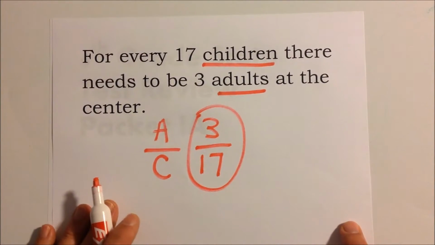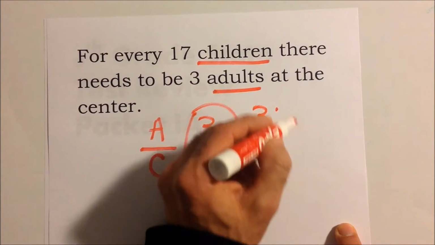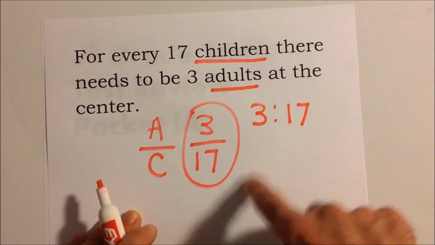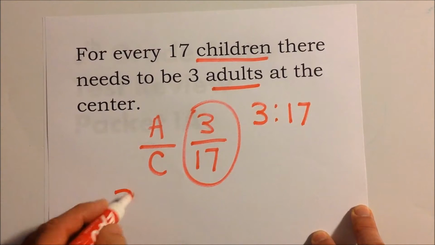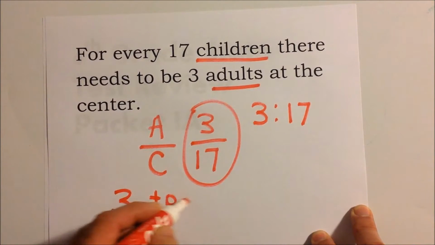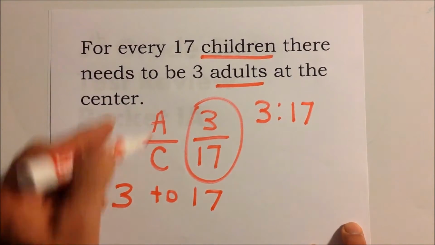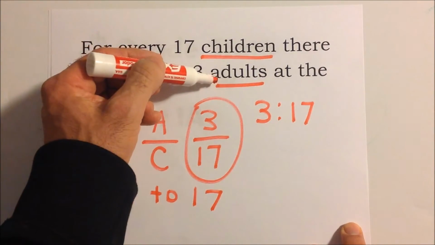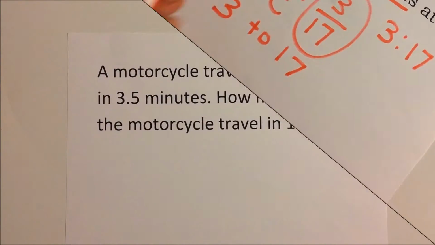And there's other ways we can make a ratio. We can make a ratio with the colon, 3:17. That's another way we can make it. And we can also use the word to, 3 to 17. That's the ratio. And remember, in the question we ask for adults first, then the children. So be careful how the question is asked.